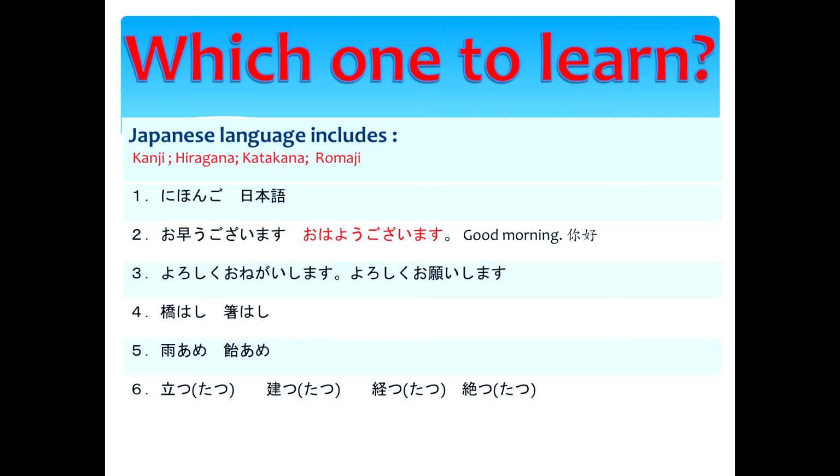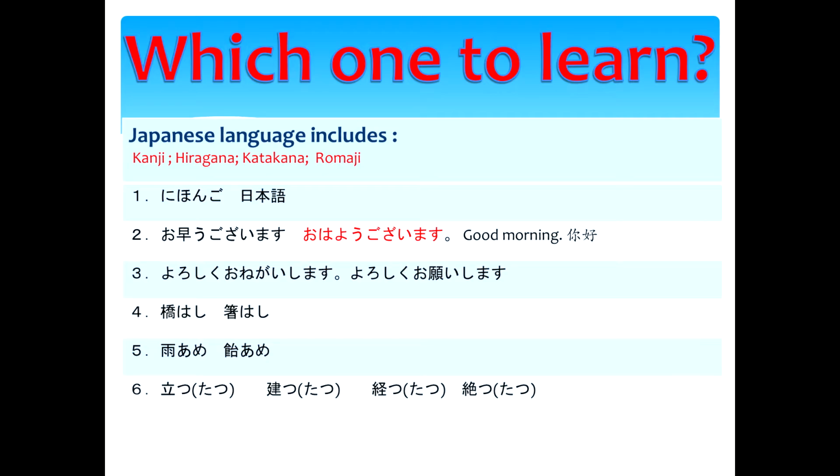Okay, number four, pronunciation. The first one, hashi, bridge. Second word, hashi is chopstick. You see the hiragana is the same, both are ha and shi. So for a foreigner, if you are only starting to learn Japanese, I have no idea, they look the same to me, both ha and shi. So for the Japanese as well, how do they separate the words? So here comes the Japanese character to help.